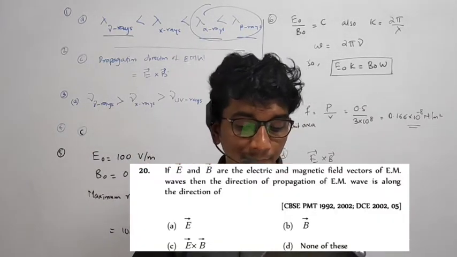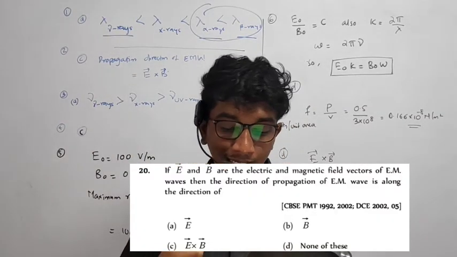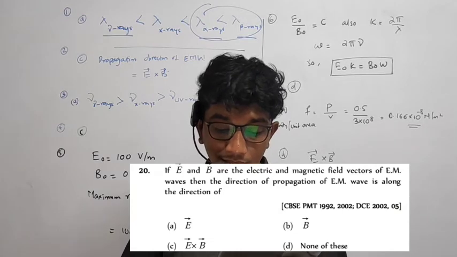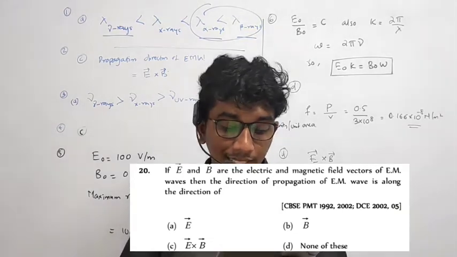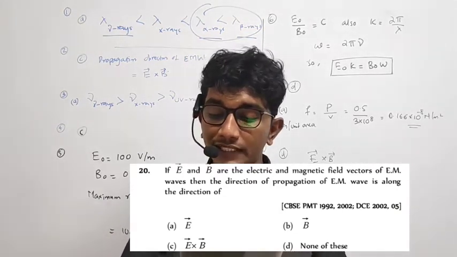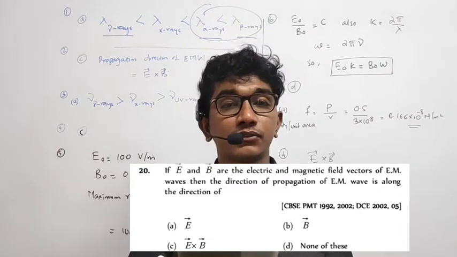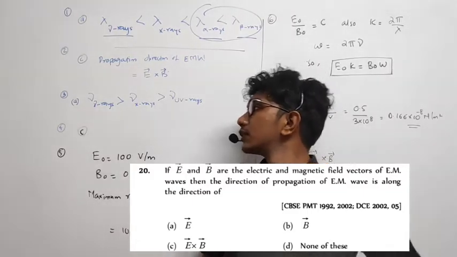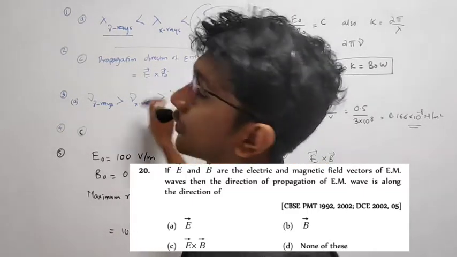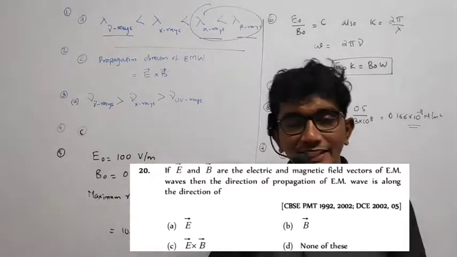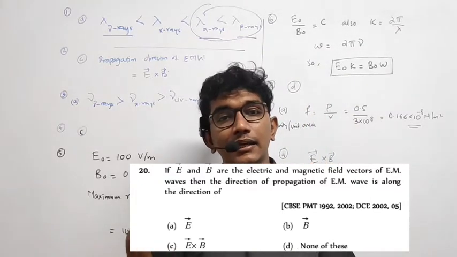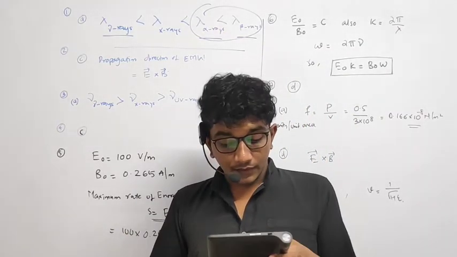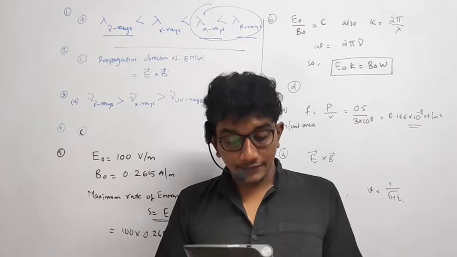If E and B are the electric and magnetic field vectors of EM waves, then the direction of propagation of EM wave is along the direction of. We have learned this, and what is that answer? E cross B. So the direction will always be in the direction of E cross B. It will be perpendicular to both E and B. Alright. So again, question number 3.